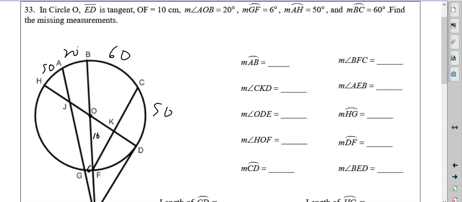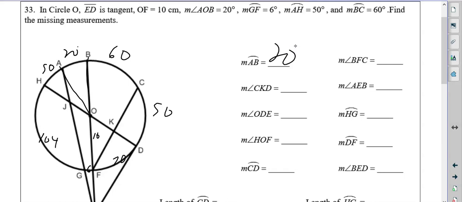Also, if you notice, BF is a diameter, so we have a semicircle. So 60 plus 50 is 110, which means this right here, FD, is 70. And we have 70 plus 6, so that means this is 104. Okay, so let's go from there. So AB, if we know AOB is 20, that means AB was 20. So that was 20 right there.